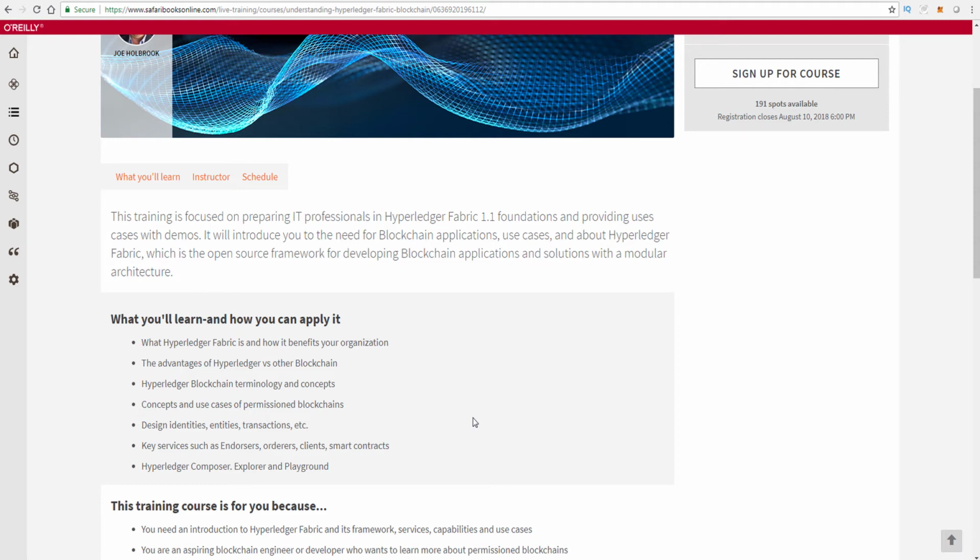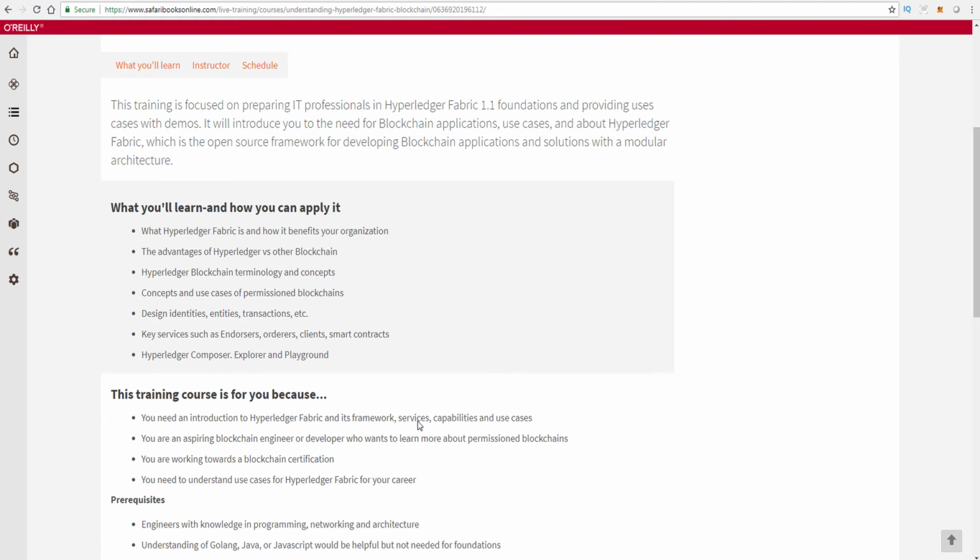We're going to go ahead and talk about its frameworks, services, capabilities. And this will also help folks if you just want to become blockchain savvy and become an engineer or developer as well. This is the 101 course to help get you started.